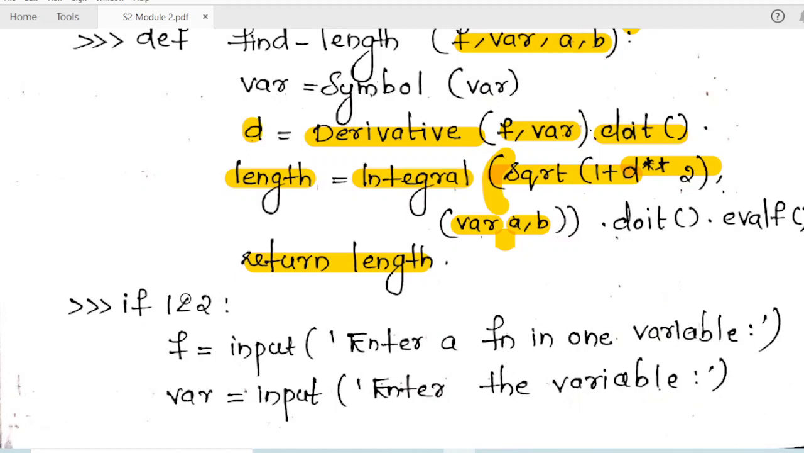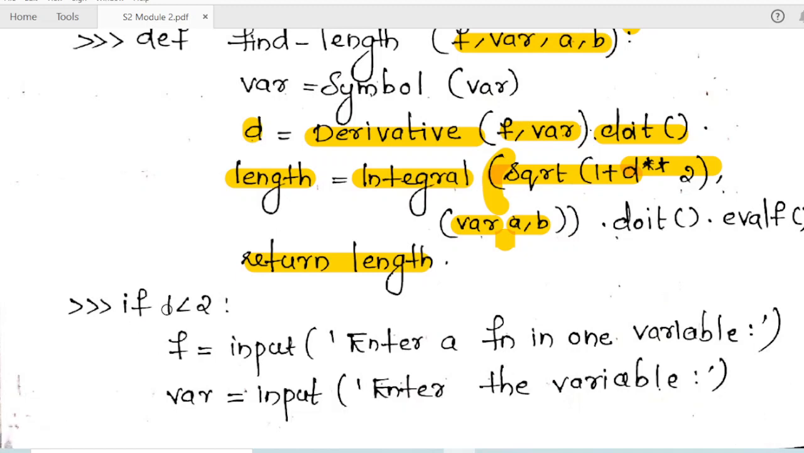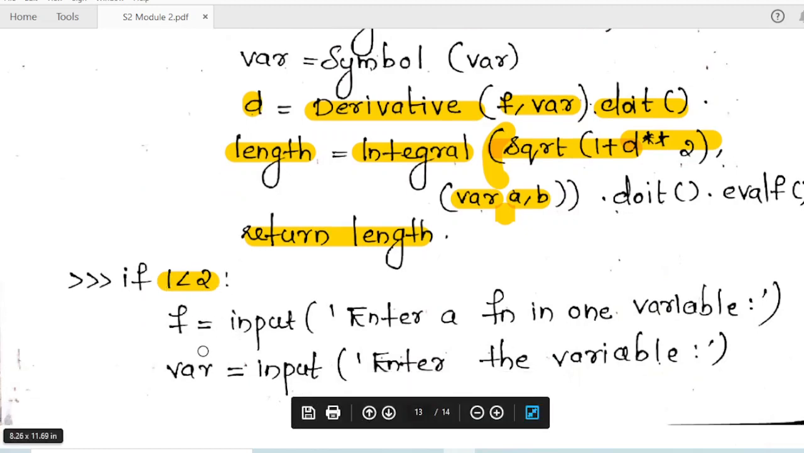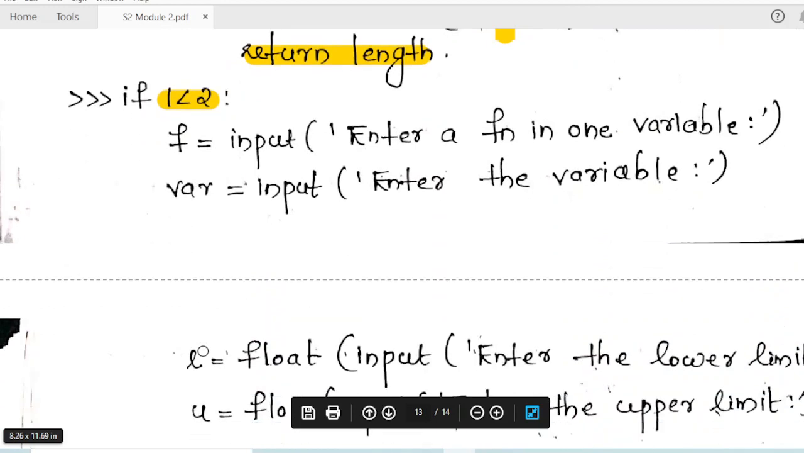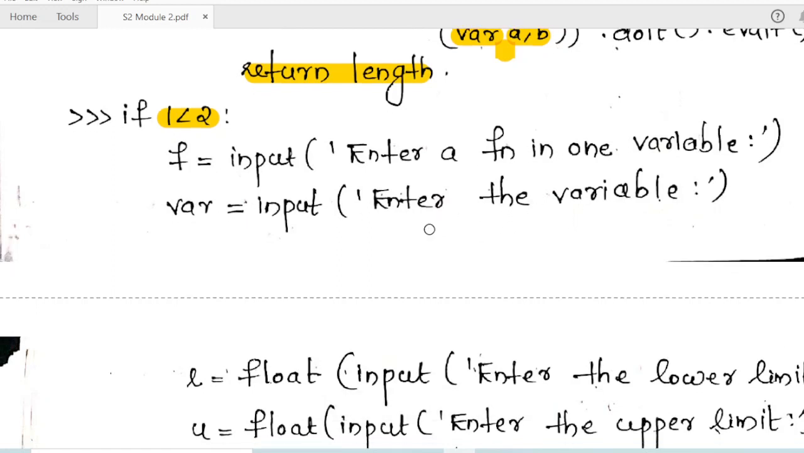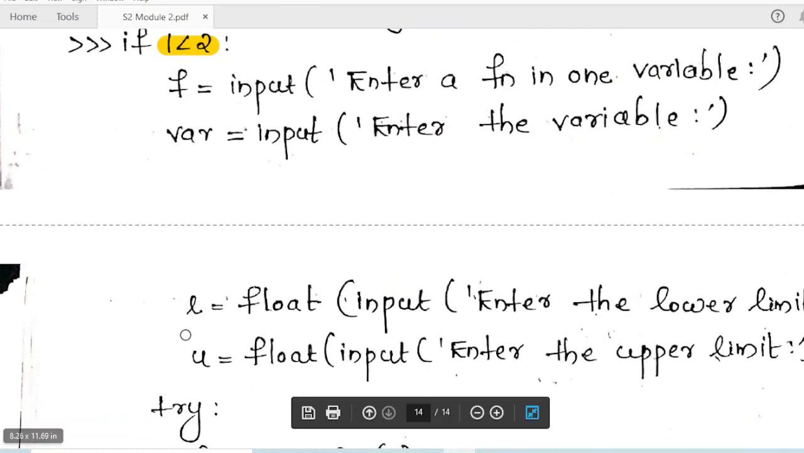ഇനി നമുക്ക് if else statement യൂസ് ചെയ്ത് ഇൻപുട്ട് ഫംഗ്ഷൻ യൂസ് ചെയ്യാം. If 1 less than 2, either you can use 1 less than 2 or name equal to name. We require four values. So we are going to take all the four values. F is equal to input a function in one variable. Where equal to input enter the variable. Then L, either you can take A or B or you can take L and U.